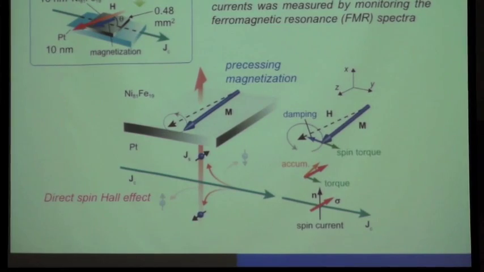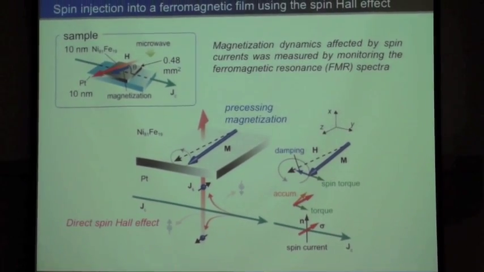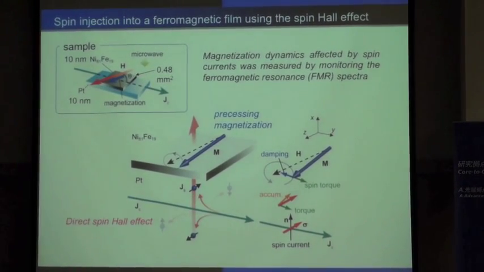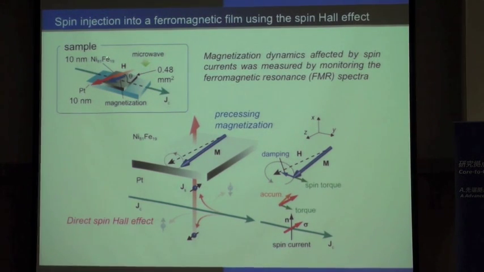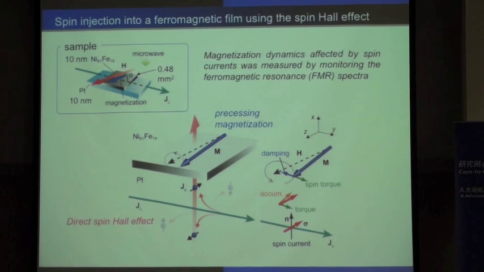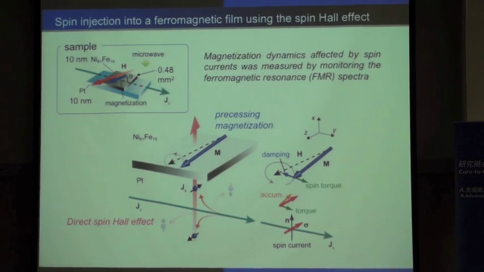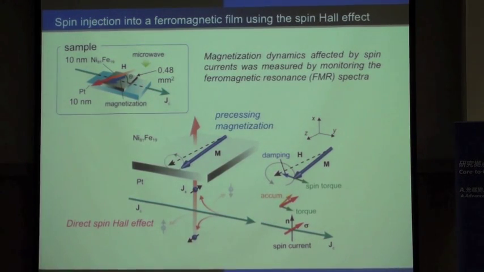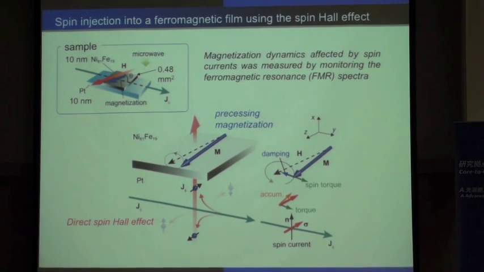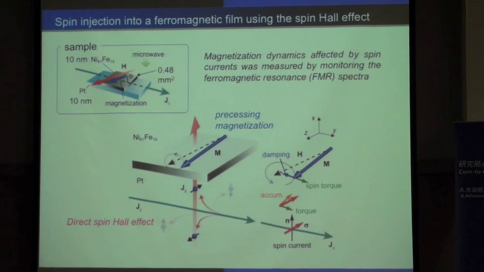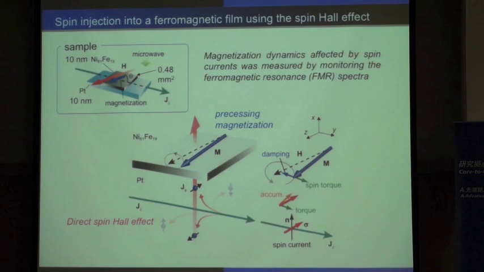Using the direct spin Hall effect, we can control magnetization in a macroscopic film. This is a sample used in this study. The sample is a bilayer film of a ferromagnetic metal, permalloy, and a non-magnetic metal, platinum. In this film, a charge current flowing in the platinum layer is converted into a spin current through the strong spin Hall effect in the platinum layer. And this generated spin current is injected into the permalloy layer.